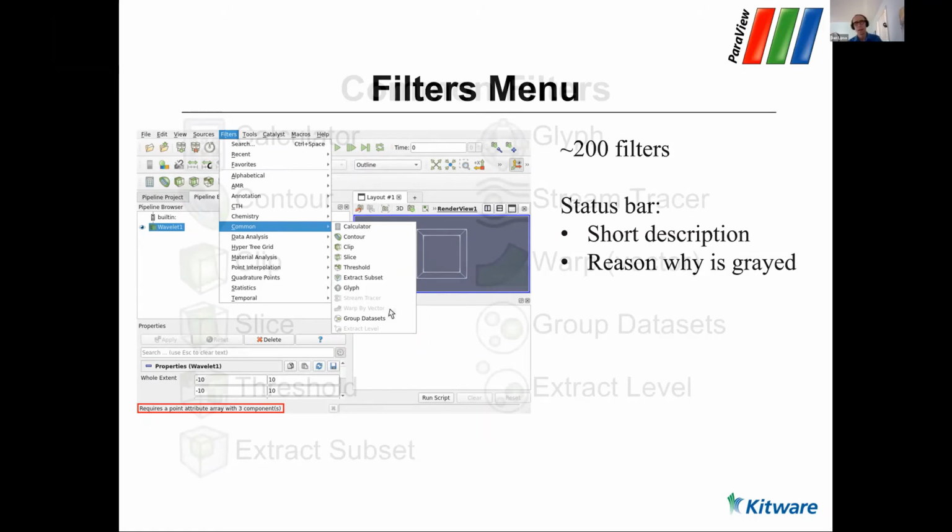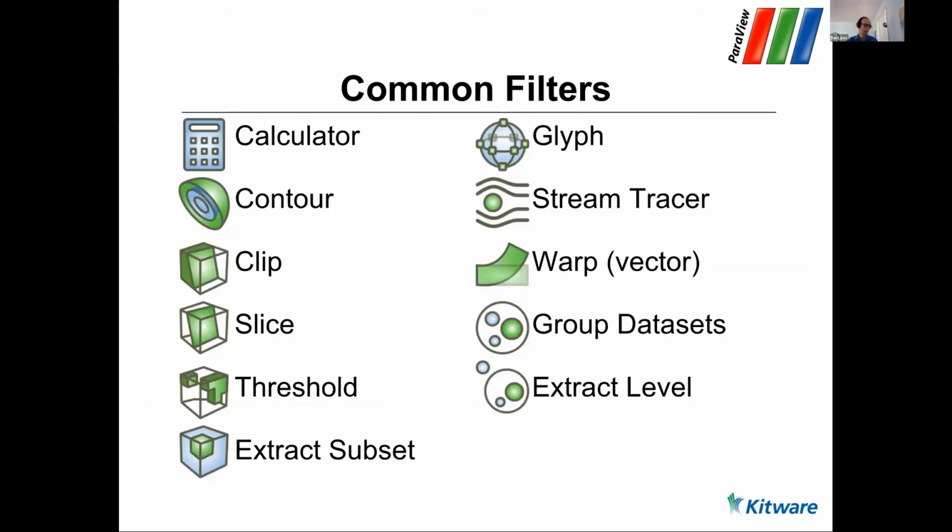Okay, so let's look at some of the common filters that you can use in your visualizations. So these filters are the calculator. It allows you to compute derived attributes. So you have a few arrays in your data set, you can have a formula and compute a derived attribute using that formula. Contour computes an iso contour, that is a surface that has the same value attribute for all the points on that surface.